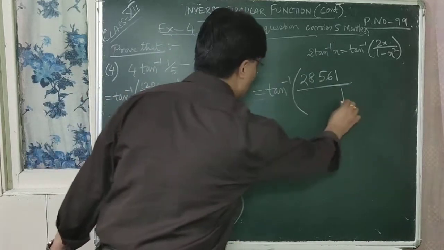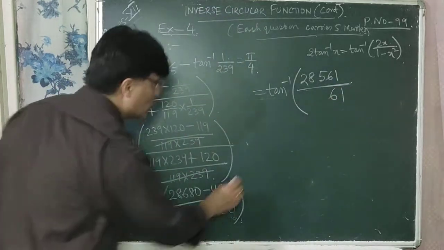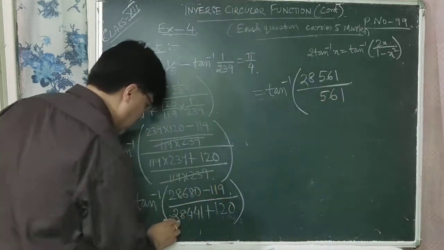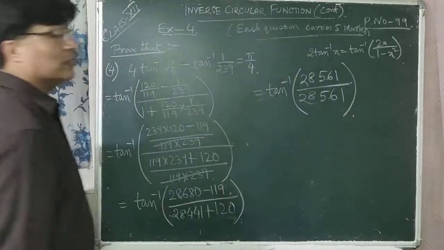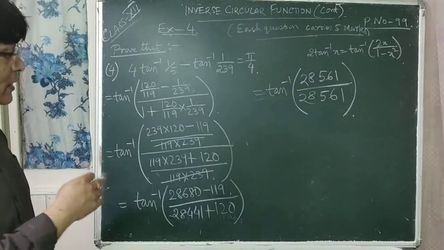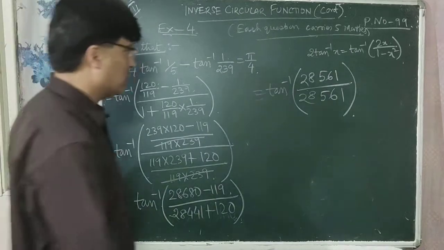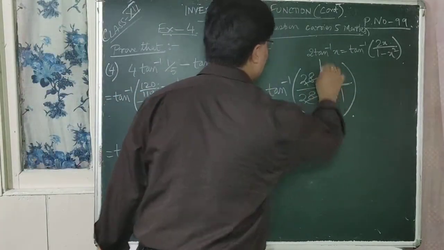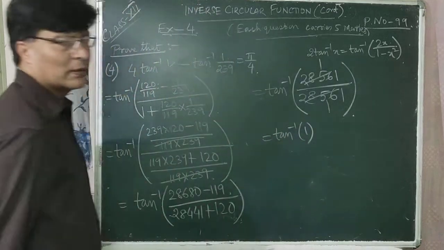1 plus 0, 1. 4 plus 2, 6. 4 plus 1, 5. Then it is 8, 2. So it is 28561. Both are in the numerator as well as in the denominator. Okay? So you can cancel them, which is equal to tan inverse 1.